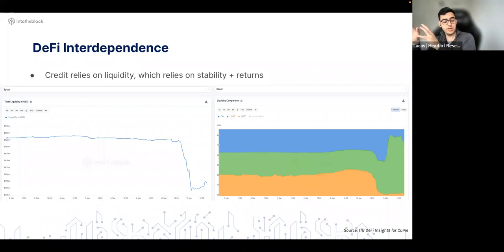And the liquidity itself relies on stability. No one wants to provide liquidity if they think that the tokens in the pool will go to zero, then of course people will withdraw. And it also needs a financial incentive to provide liquidity, which sometimes can be the liquidations themselves. So there's a bit of an interdependent connection there. That's worth keeping in mind, how all of these market forces come together.